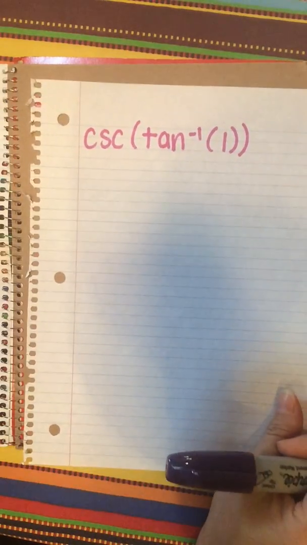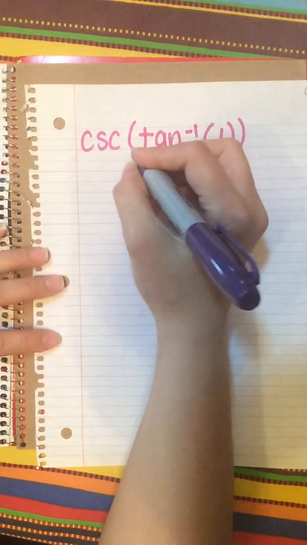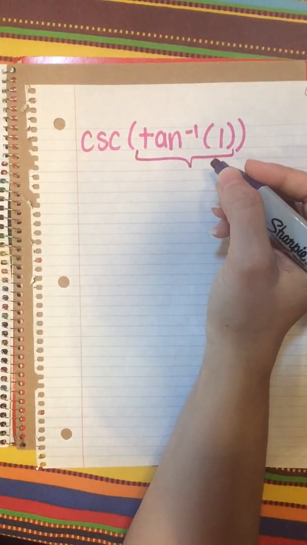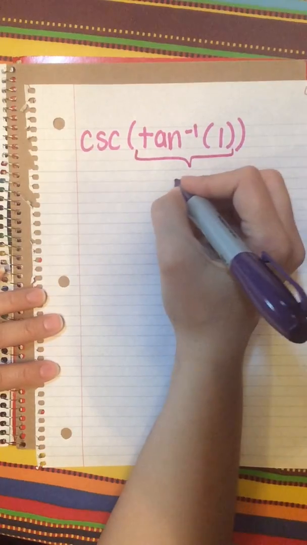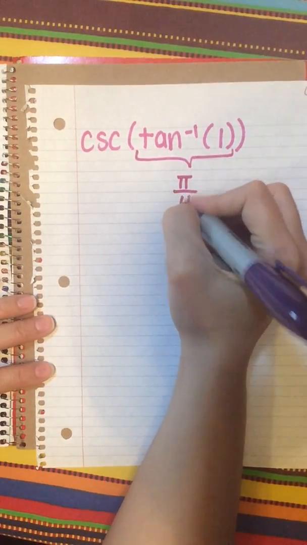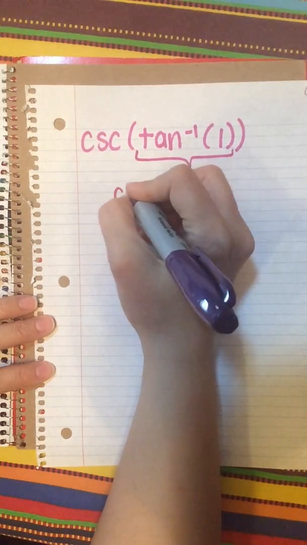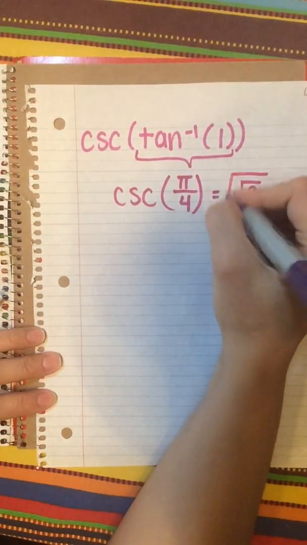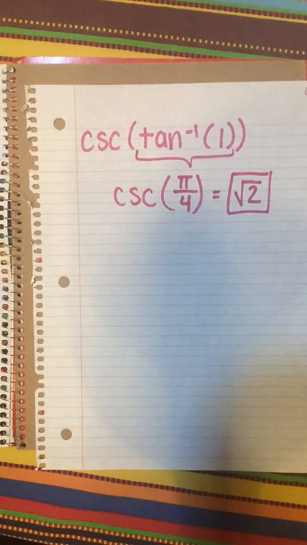All right. Now, let's take a look at this one. We've got cosecant of tan inverse of 1. Focusing on the inside here, we know that tan inverse of 1 is pi over 2. I'm sorry, pi over 4. And then cosecant of pi over 4 is the square root of 2. And that's your answer.